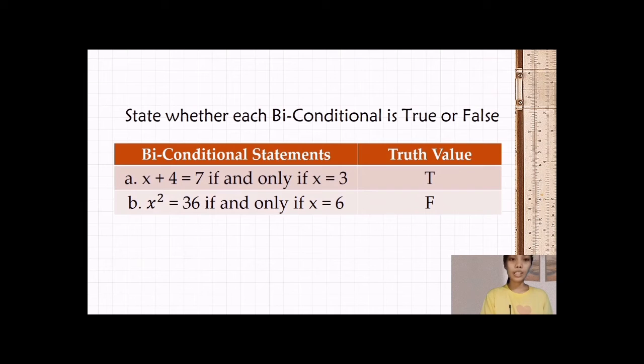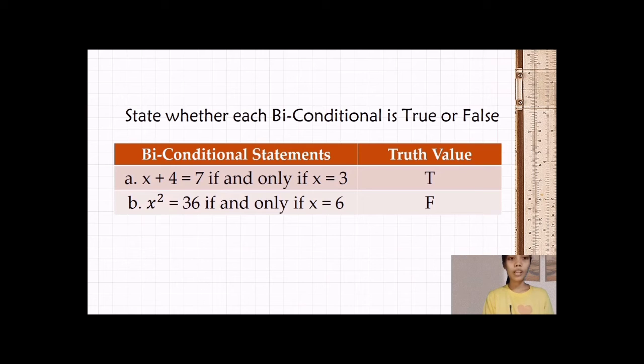Now, let's state if this biconditional is true or false. A. X plus 4 is equal to 7 if and only if x is equal to 3. Here, both equations are true when x is equal to 3 and both are false if x is not equal to 3. Both the statements have the same truth value for any given value of x, so this is a true statement.